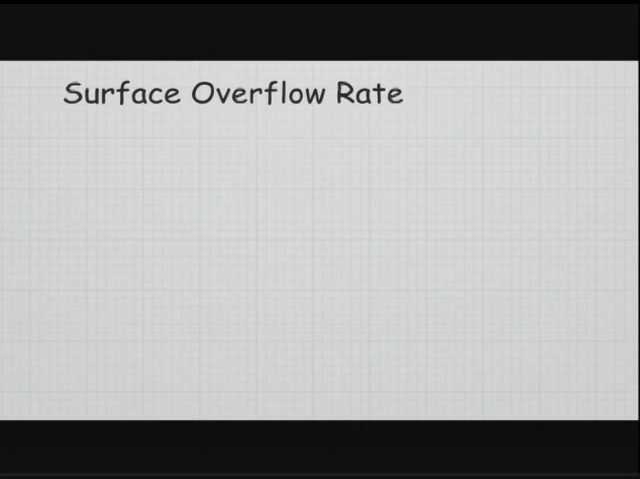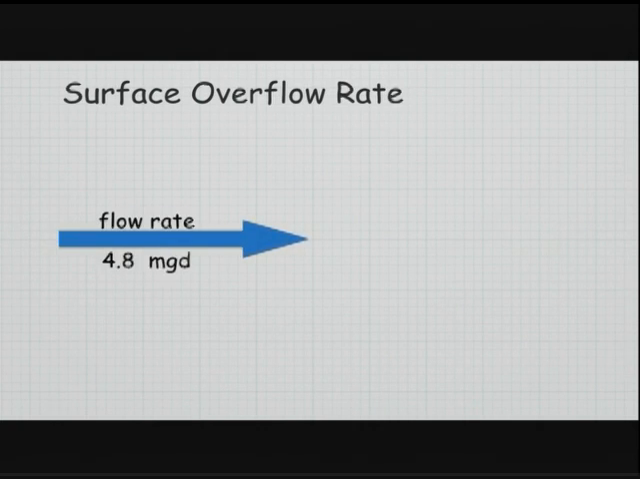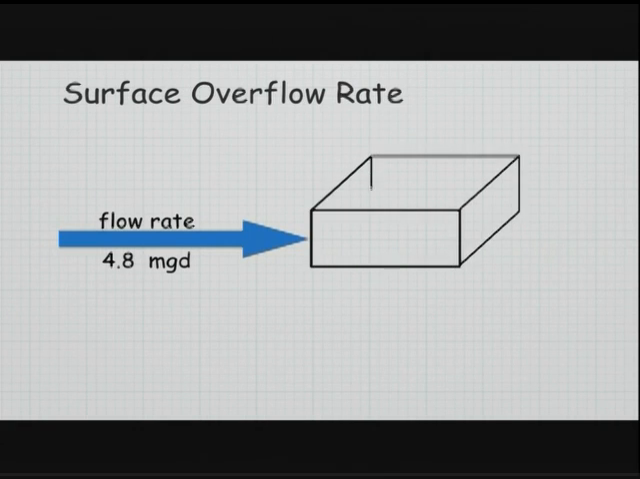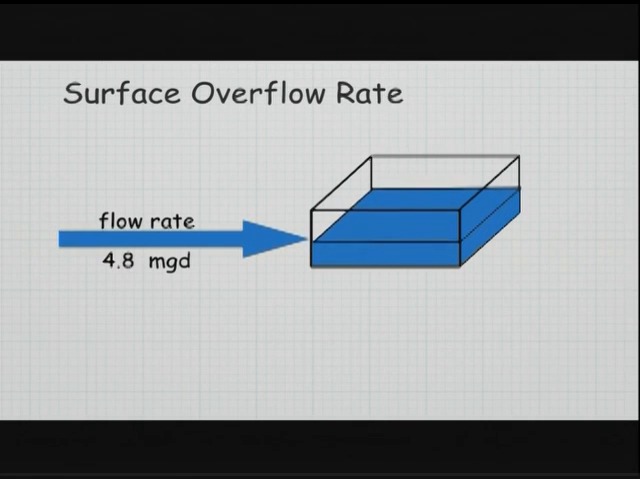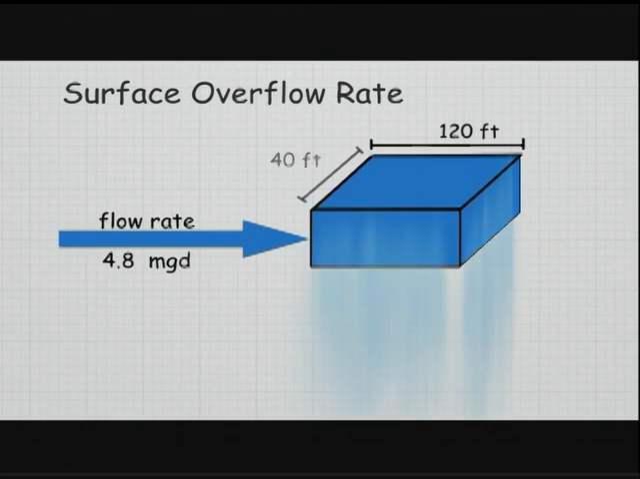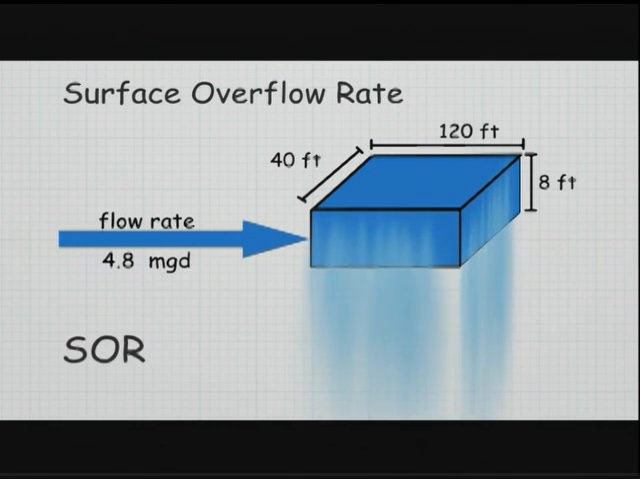Let's start with determining the surface overflow rate. A water treatment plant has a daily flow rate of 4.8 million gallons per day. The rectangular sedimentation basin is 120 feet long, 40 feet wide, and 8 feet deep. What is the surface overflow rate in gallons per day per square foot?